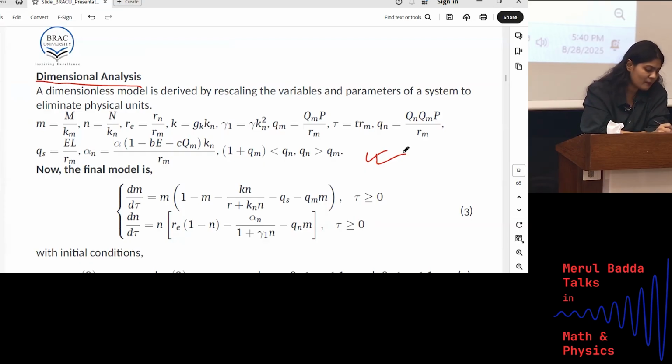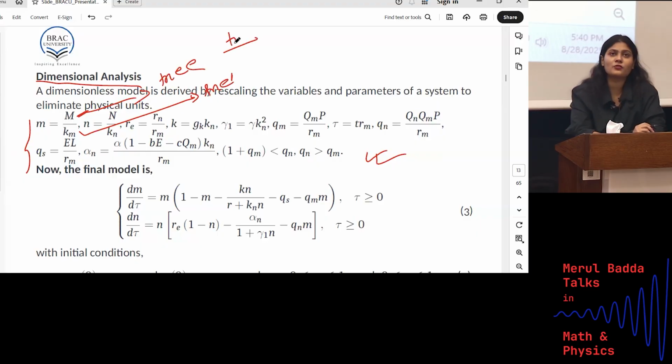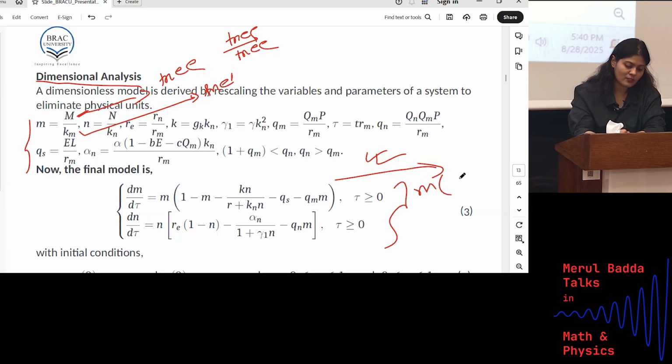Here N is the ratio of M by Km. As the unit of N is tree and also K is tree, so tree by tree is unitless. That's why in this process we do the dimensional analysis for the other variables or parameters. So this is our final model for our study, and this is the initial value condition for our model where t, or time, is 0.